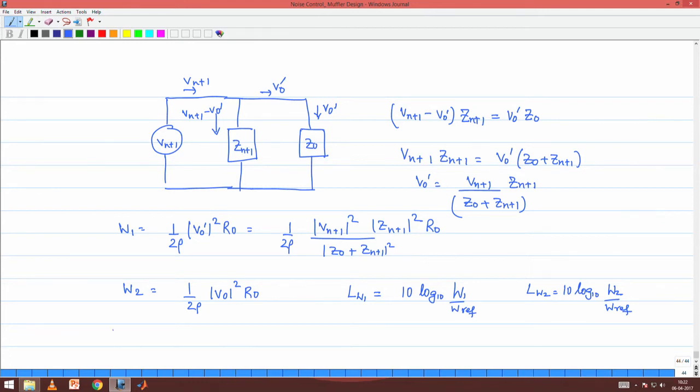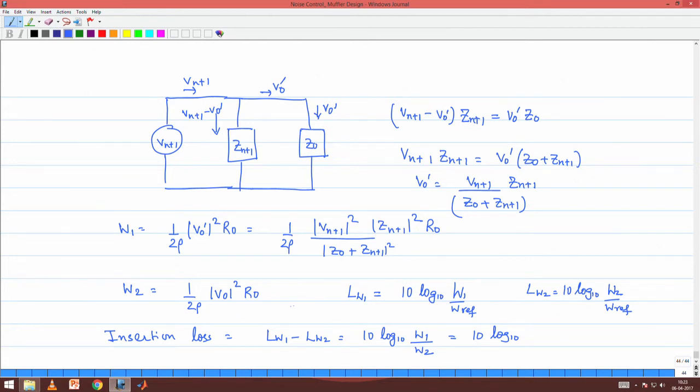So, therefore, the insertion loss is going to be LW1 minus LW2, which is 10 log10 of W1 by W2, and then if we put the appropriate values now which we have calculated for W1 and W2, it reads in the following fashion.